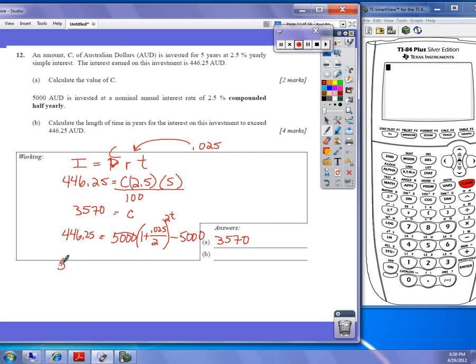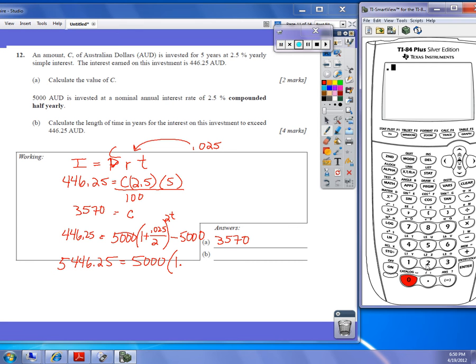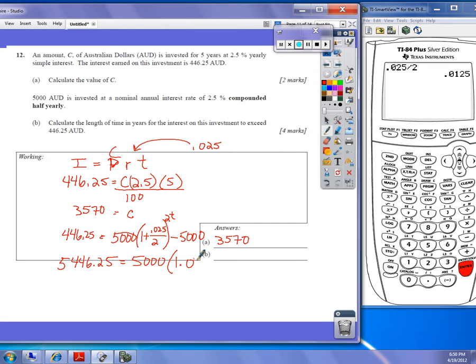So I've got 5,446.25 is equal to, I just added the 5,000 over to the other side, 5,000 times 1 point, and let's calculate 0.025 divided by 2, 1.0125 to the 2t.